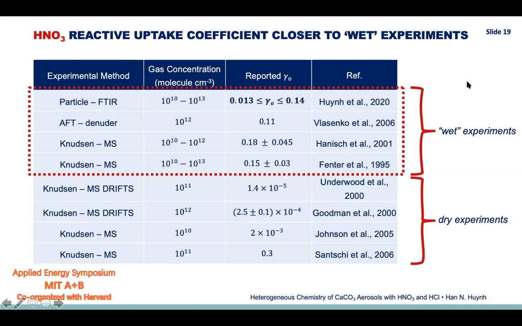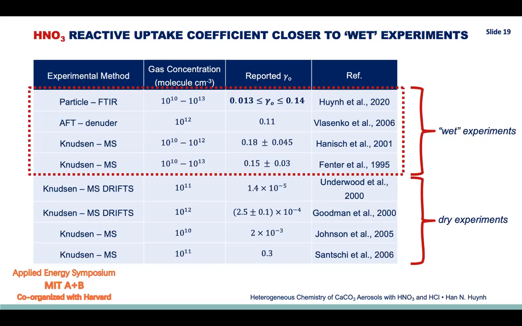There have been numerous studies on HNO3 gas uptake on calcite aerosol conducted at room temperature. However, the reported uptake coefficients vary over several orders of magnitude, as we can see in the third column of this table. The wide range of uptake values could be due to the differences in experimental technique and calcite particle type. Our HNO3 reactive uptake coefficient, shown here in the first row, is closer to those from the wet experiments, where either the relative humidity was high or the particle was generated from a solution.